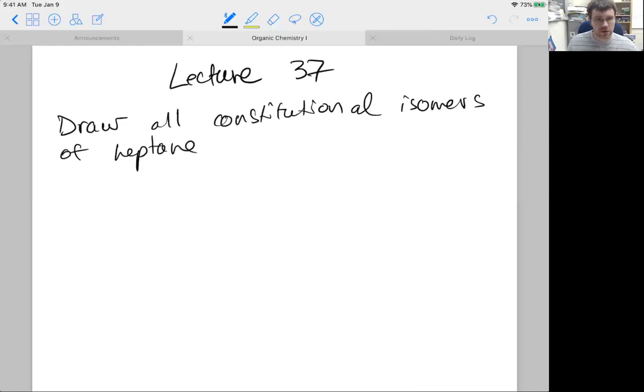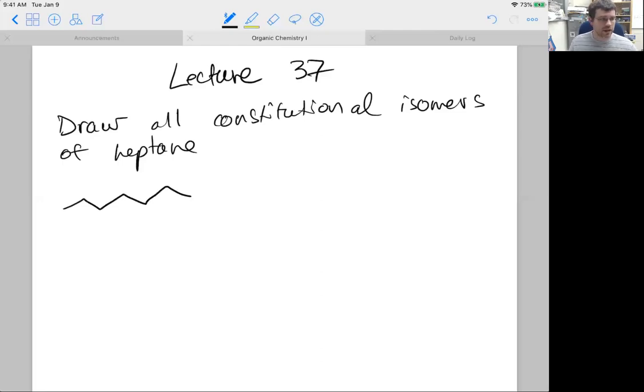Draw all constitutional isomers of heptane. That's a somewhat fair question. It gets fairly unwieldy the bigger the chain gets, and it gets really boring. So it's limited to pentane, hexane, and heptane, if I'm completely honest, as fair game. What we want to do is catch all of the constitutional isomers of heptane.